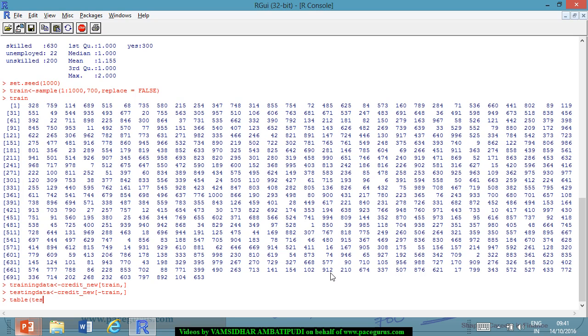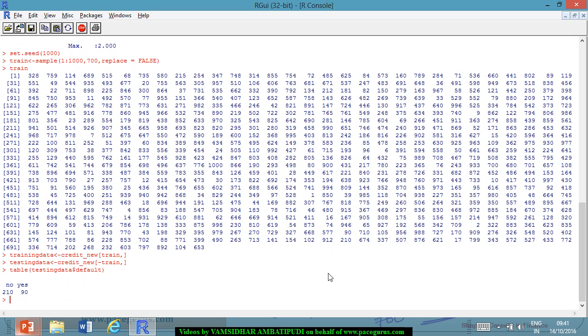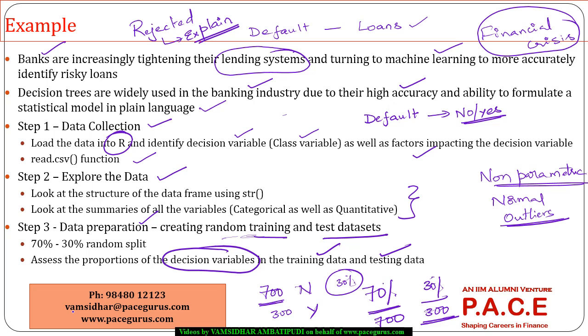So I will take, let's say, testing data dollar default. I'll make a table of this. In testing data we have 300 observations. Out of that 300 I could see 90 of them have defaulted and 210 of them have not defaulted. So here also it is like 30% of the testing data has defaulted and 70% did not default. So fair enough. Even here the proportion is more or less similar. Okay, so this step is also over.